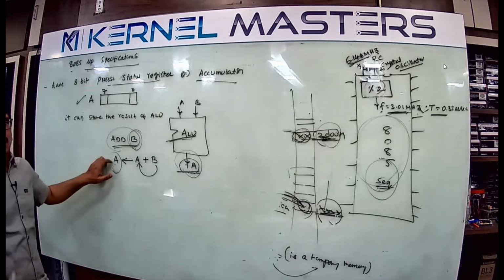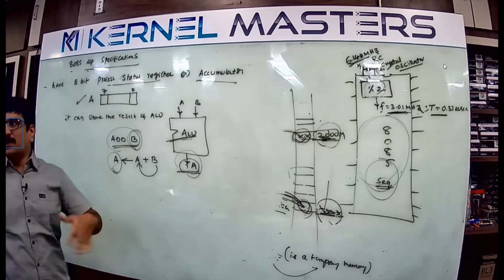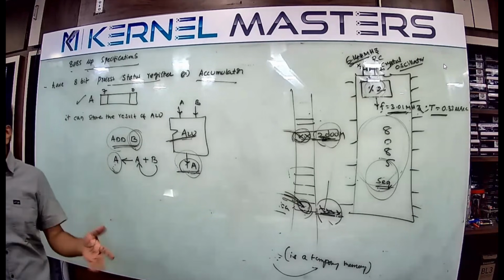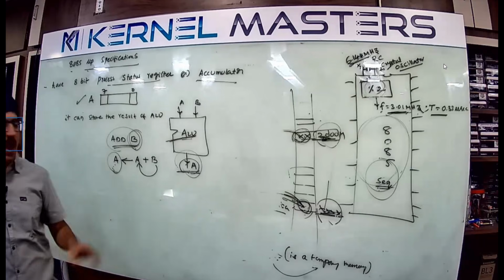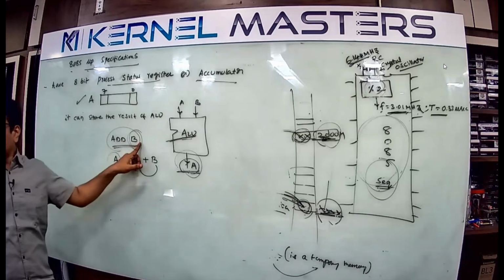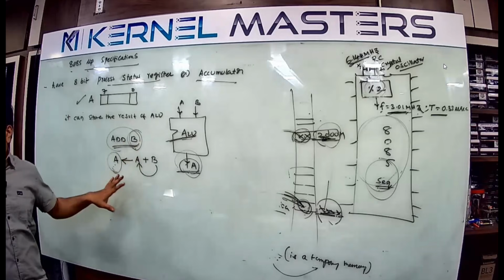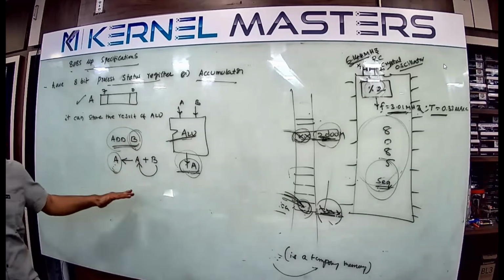Accumulator. It is temporary. If you want to override, the information is gone. After adding B, the result is stored in A. The A is temporary, okay? Unless you override the value, it is available.